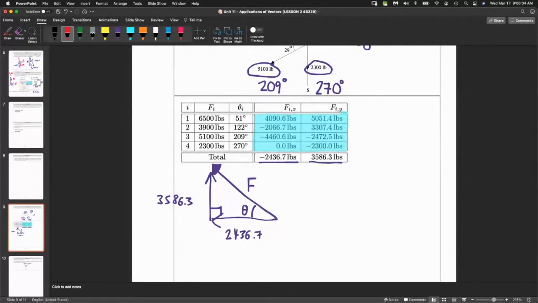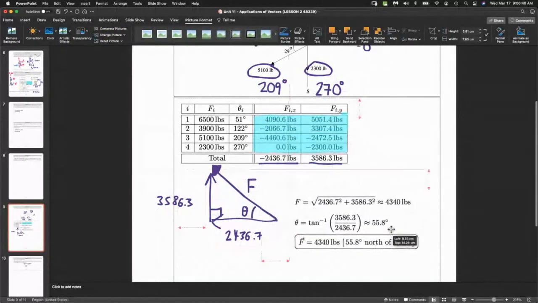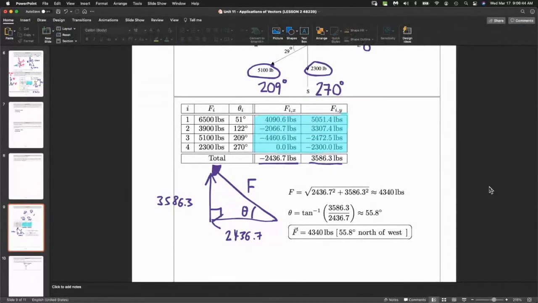So to finish the question, I'm just going to refer to my solutions as well. And that completes the question. So we have our net force, or resultant force, I should say. And then we have an angle of 55.8 degrees, which when looking at the diagram indicates that it's north of west. So that's why we have here north of west.